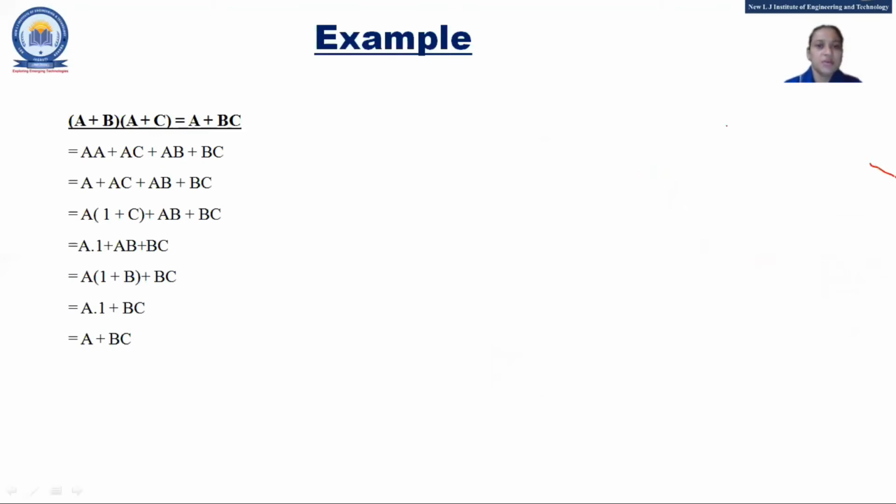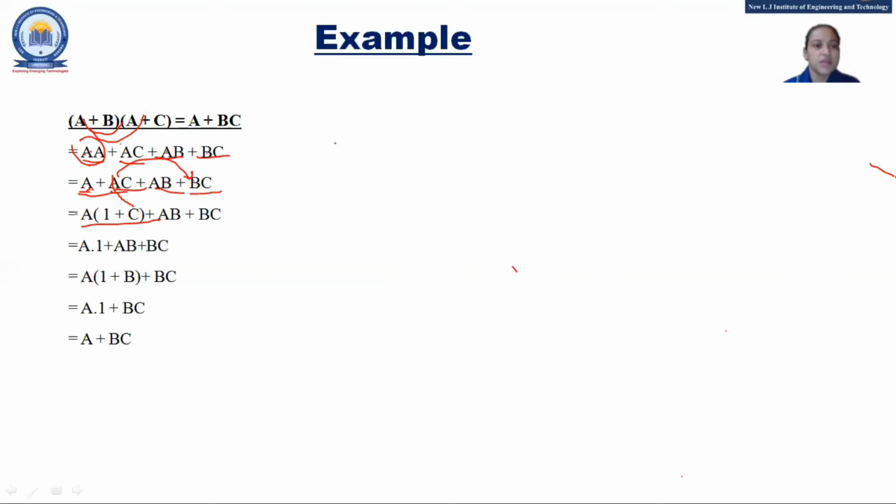Next, we have seen this theorem in previous slides. So how does it get a result? (a plus b)(a plus c). First of all, we will multiply both brackets, that is aa, ac, ab and bc. Now, a dot a we have to write only one time, a, so a plus ac plus ab plus bc. Now a plus ac plus ab plus bc.